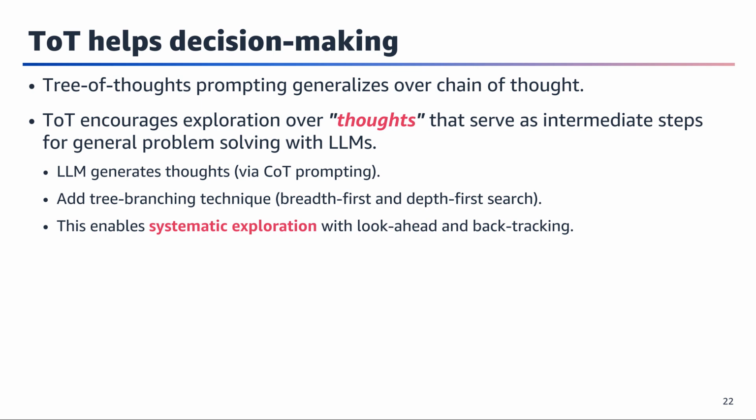To facilitate this process, the technique incorporates tree branching algorithms like breadth-first and depth-first search. These algorithms enable the model to explore different branches of the thought tree in a structured manner, allowing for look-ahead and backtracking capabilities. This systematic exploration ensures that the model can thoroughly analyze potential solutions, leading to more informed and well-reasoned decision-making. This technique is particularly valuable for complex problem-solving tasks that require careful consideration of various factors and trade-offs, such as decision-making, planning, or open-ended reasoning tasks.